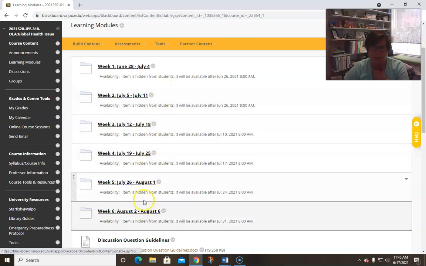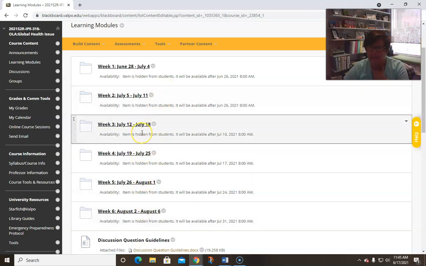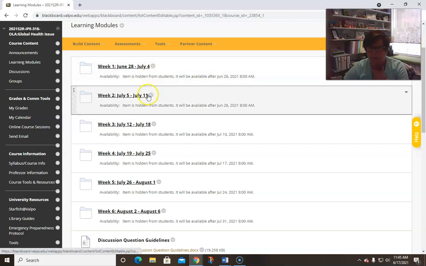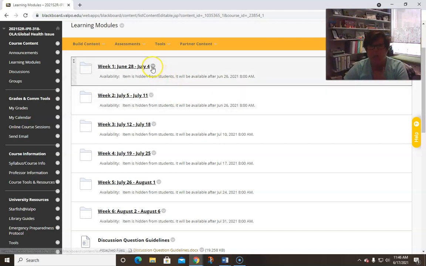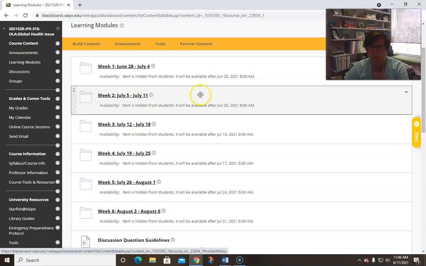The modules, the weeks will open on the Saturday before, okay? So Saturday mornings at 8 a.m. is when the upcoming week will open up, except for week 1 and week 2. Since there is a 4th of July break and the week of exam 1 is a short week, week 1 and week 2 will both open on June 26th at 8 a.m. so that you have time to review that information and be prepared for exam 1.